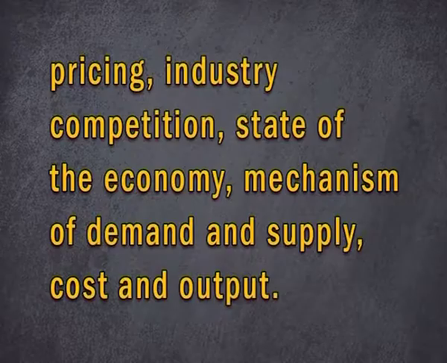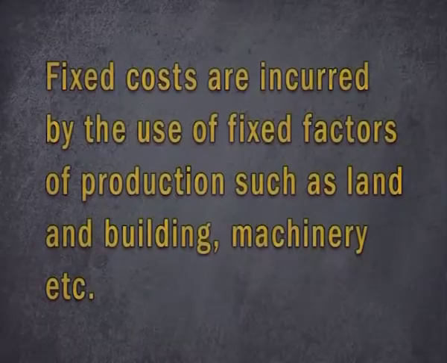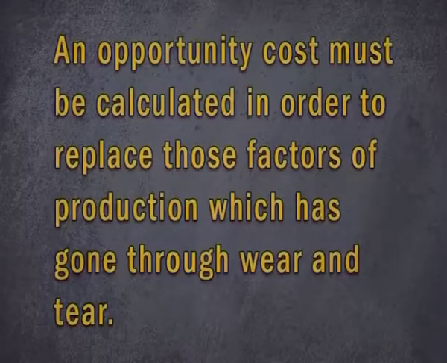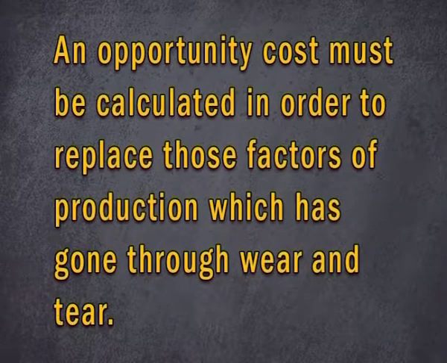cost and output. A healthy mix of variable and fixed factors of production can lead to an increase in the profitability of the firm. Fixed costs are incurred by the use of fixed factors of production such as land and building, machinery, etc. In order to maintain a tandem, it is important to continuously value the depreciation cost of fixed cost of production. An opportunity cost must be calculated in order to replace those factors of production which have gone through wear and tear. If this is not noted, then these fixed costs can cause huge fluctuations in profits.